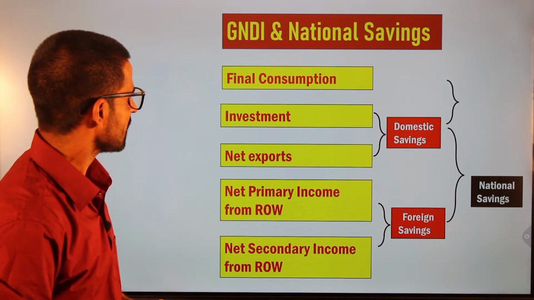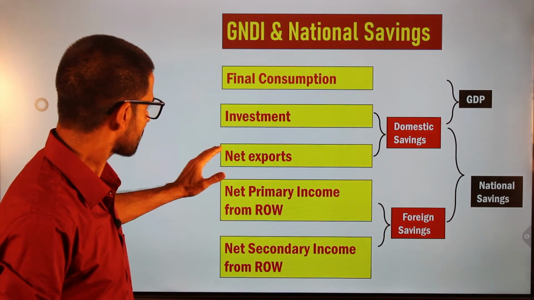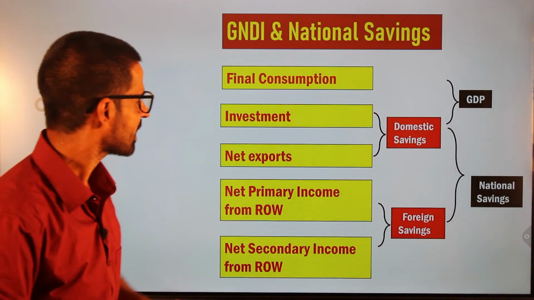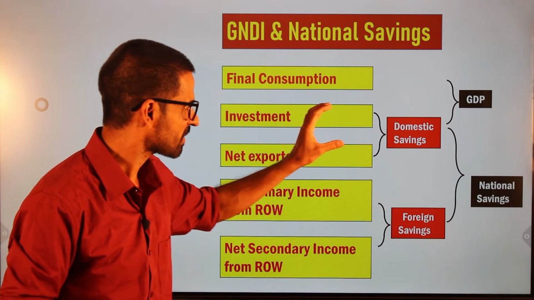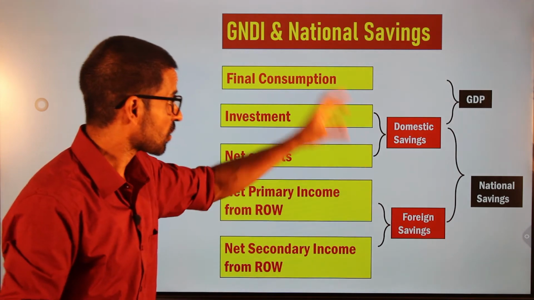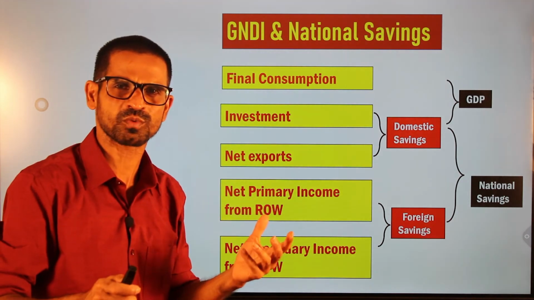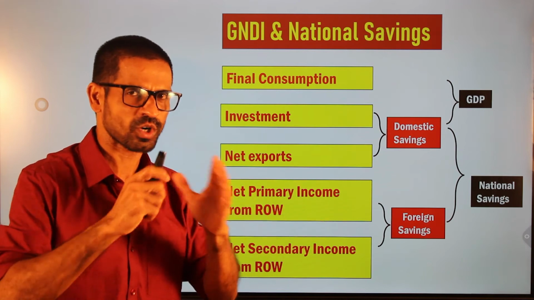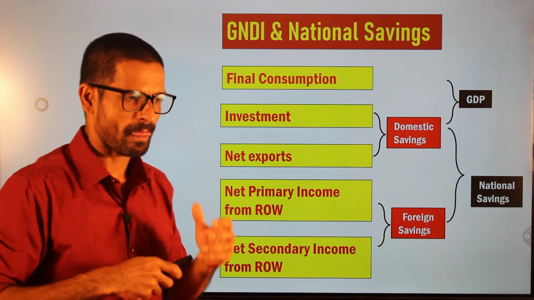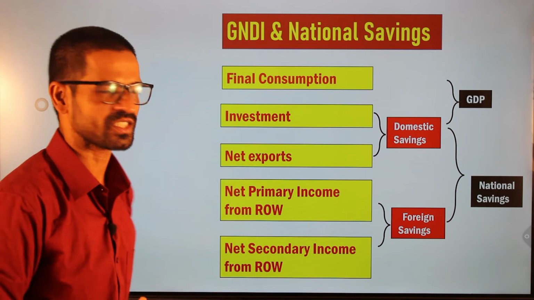Then again, final consumption, investment and net exports make up gross domestic product. So you can have another equation for gross domestic product. What is that? Final consumption plus domestic savings. Or you can say gross domestic product minus final consumption equals domestic savings. You can use the equations both ways or every way. No need to learn it by heart. Many teachers ask you to learn it by heart. That is the failure with national accounting. This is a very easy lesson when you conceptualize it.